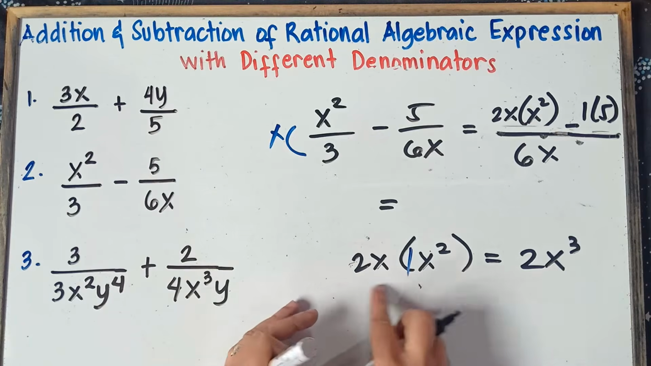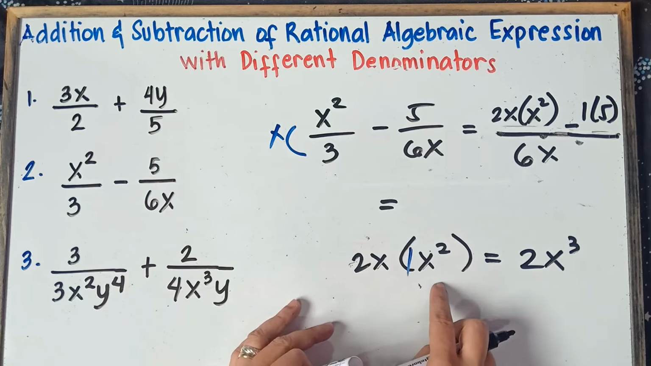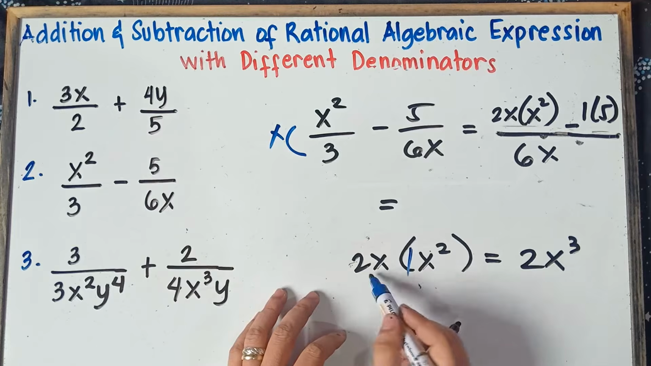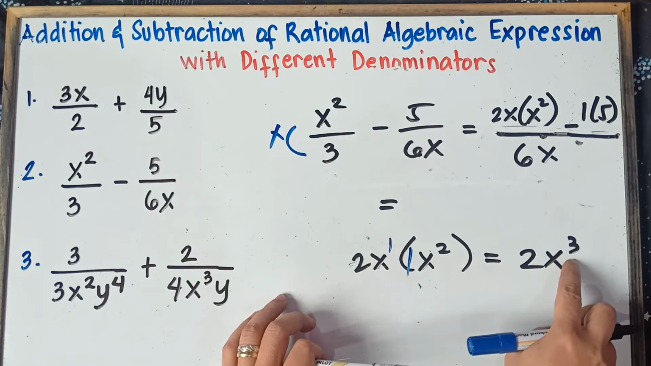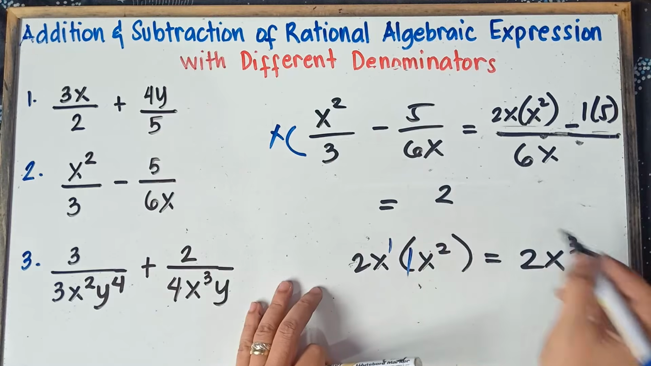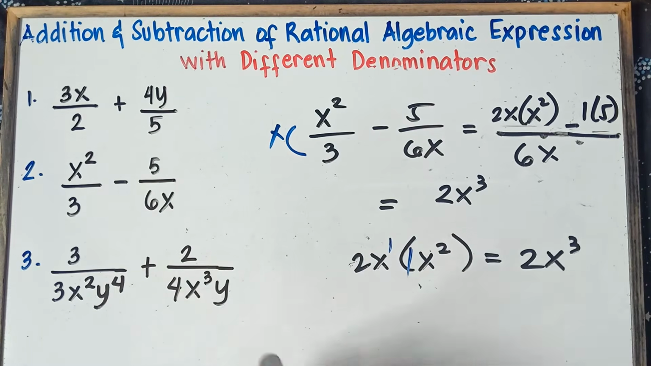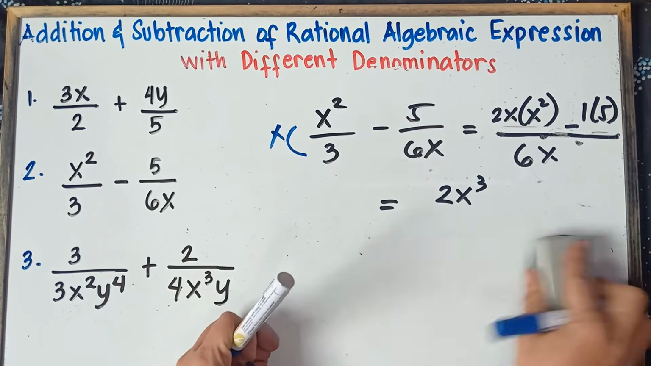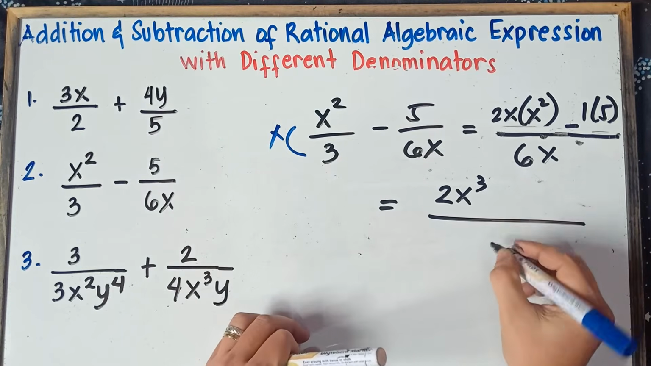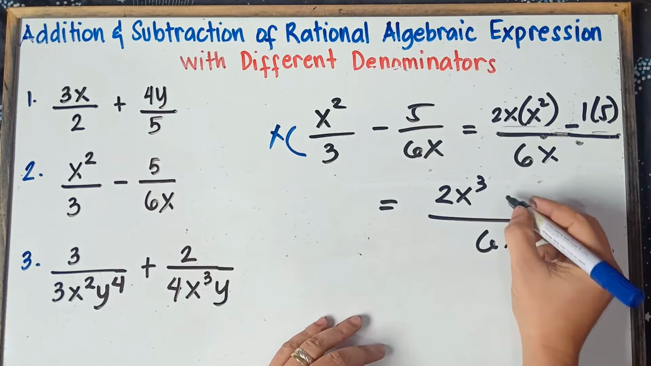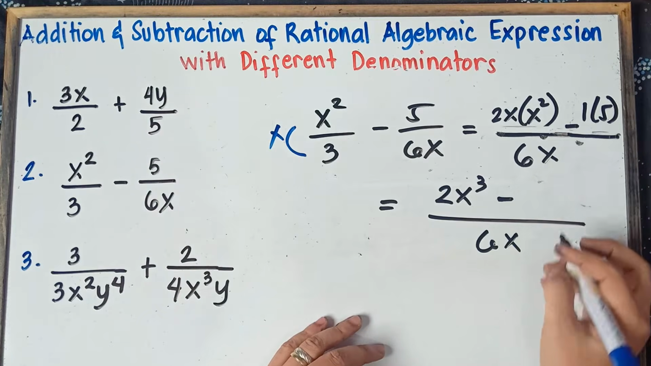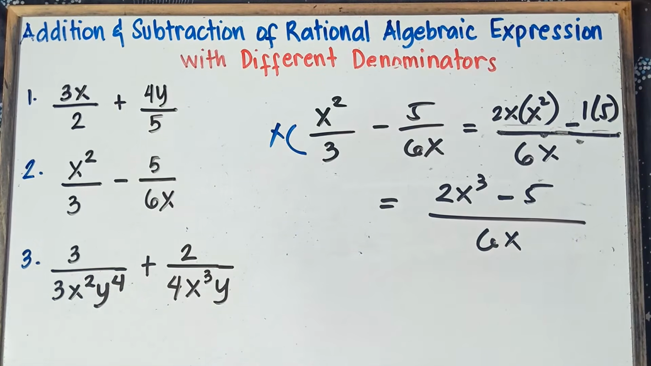Once again, class, if you're multiplying literal coefficients, simply copy the base, copy x, and then add the exponents. 1 plus 2 would be equal to 3. So this will be 2x cubed. Alright, and then this one. Once again, the denominator is 6x. And then 1 times 5 would be equal to 5. So copy the minus sign, and then 1 times 5 would be equal to 5.